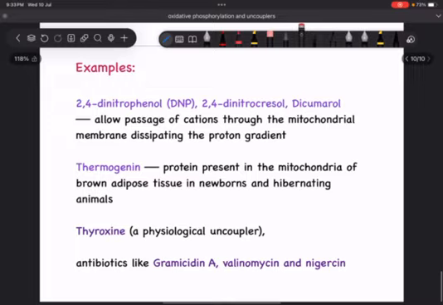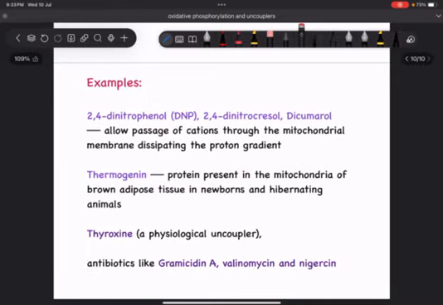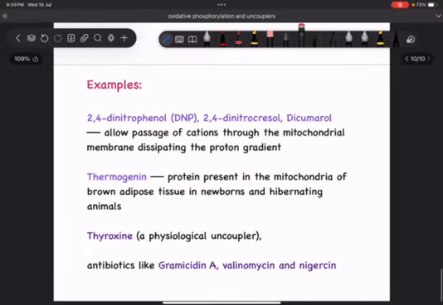Now we can look at the examples of ionophores or examples of uncouplers. First are 2,4-dinitrophenol, 2,4-dinitrocresol and dicumarol. These allow the passage of the cation, that is H plus, through the mitochondrial membrane from the intermembrane space to the mitochondrial matrix. So it dissipates the proton gradient.